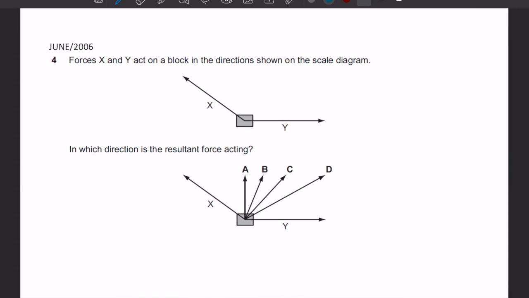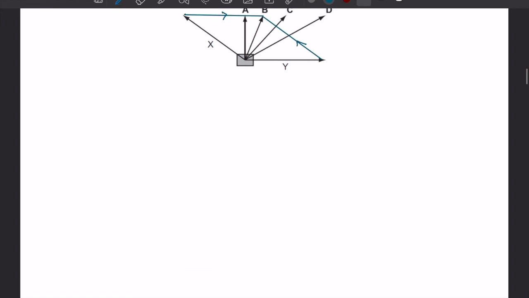Similarly, for this particular question, I will pick my ruler and I just measured y over here. Right now, it shows me a length of approximately 4 centimeter. So opposite to x, I make another 4 centimeter. And then I see that the resultant by using parallelogram law could only be option B. So I can figure out that for this one, the answer is B.